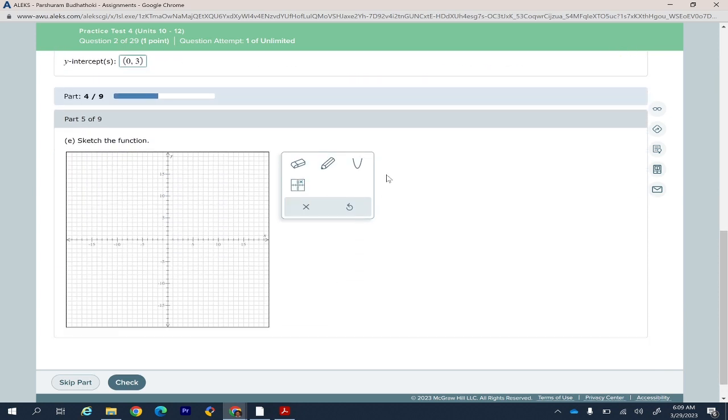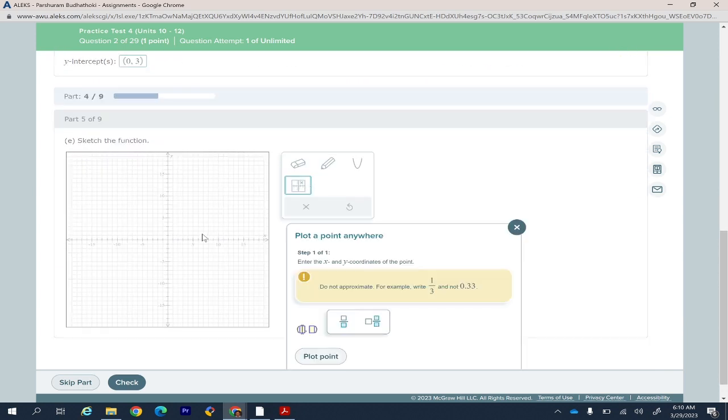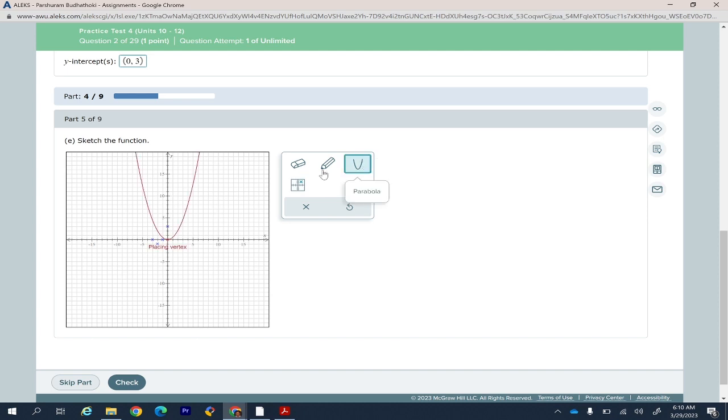And then graph, it's easy to plot. We can plot the vertex, which is -2, -1. We can plot the x-intercepts, which are -3, 0 and -1, 0. We can plot the y-intercept at 0, 3. So with all this information, now we can just click here, put the vertex, which is -2, -1, and then select one of these points. That will be our parabola.